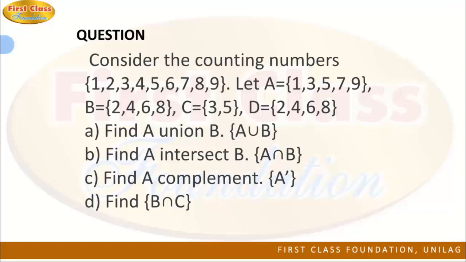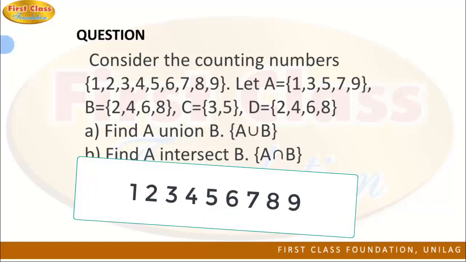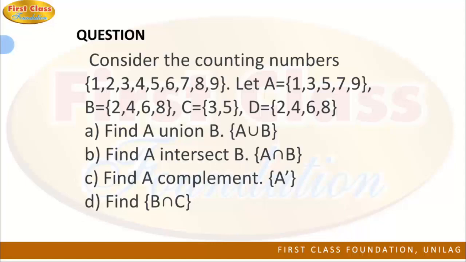What's going to be A union B? Remember, A union B is going to be all the elements in A and B without repetition. Then, using that, A union B will give us 1. We have 1 in A. Though it's not in B, it's going to be all the elements in A and B. That's 1, 2, 3, 4, 5, 6, 7, 8, and 9. So that's the answer for A. We'll have B. The question B says what? Find A intersect B.